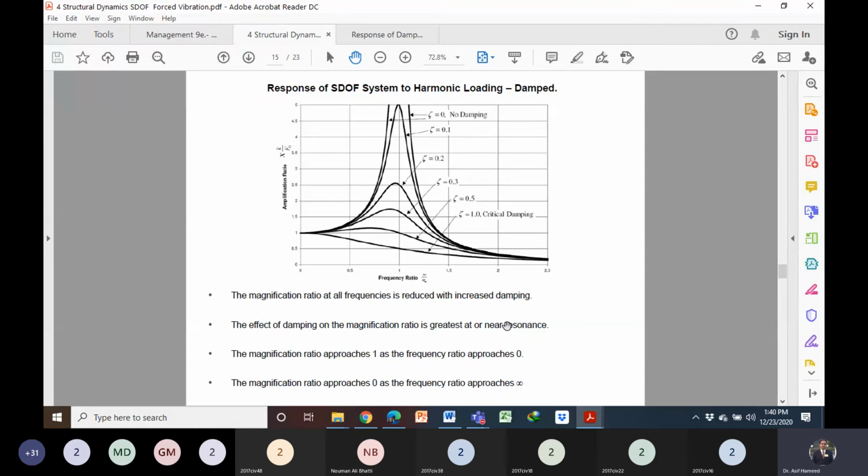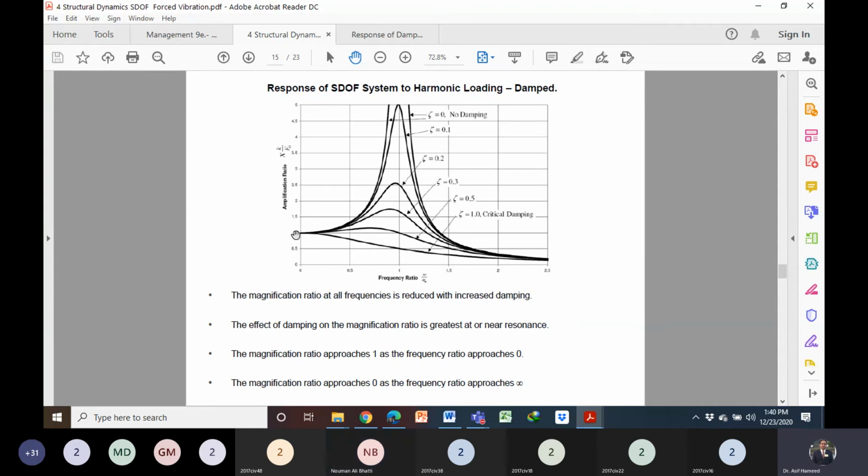ठीक हो गया. Second, the effect of damping on the magnification ratio is greatest at or near resonance. Agree कर रहे हैं ना? You can see from this graph, the effect of damping on the magnification factor is maximum near the resonance. Resonance के करीब damping effect maximum होता है. ठीक हो गया? And next point. The magnification ratio approaches 1 as the frequency ratio approaches 0. The magnification factor will be close to 1 when the frequency ratio approaches 0.